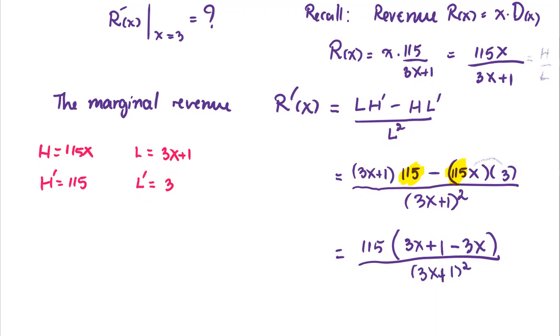And this is similar to the question that Grace asked earlier. I do not recommend you expand the power 2 of 3x plus 1. Leave it the way it is, and you will see why it is convenient to leave it this way when we have the number to plug in. So we are still at the simplifying step. We can see 3x and 3x can be reduced. Now we just have the top as 115 divided by the quantity 3x plus 1 squared for the marginal revenue for any x.